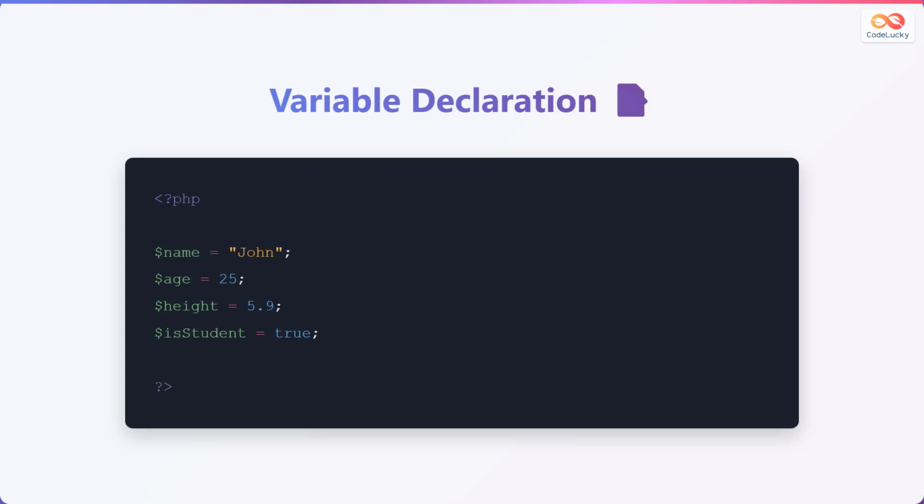Let's see how we can declare variables in PHP. Every variable in PHP must start with a $ sign symbol, followed by the name of the variable. Let's look at some examples.